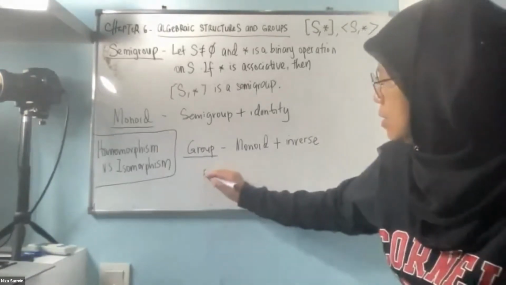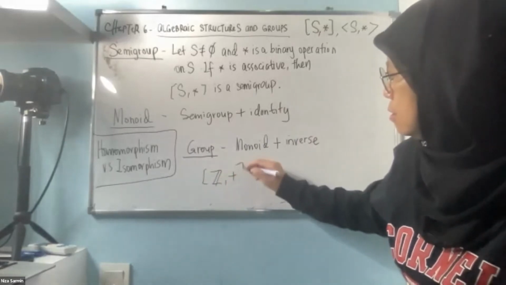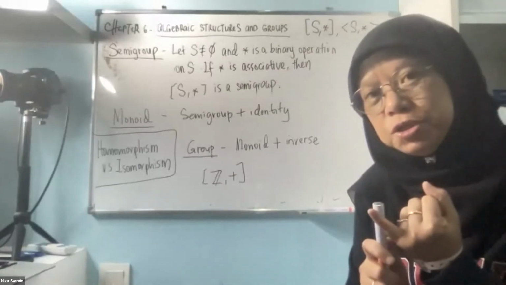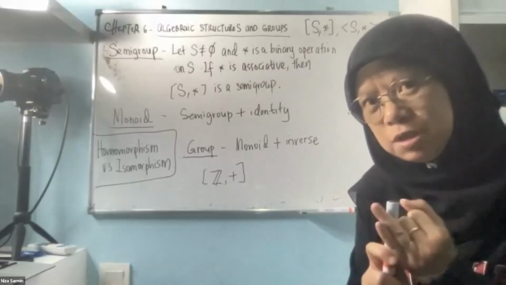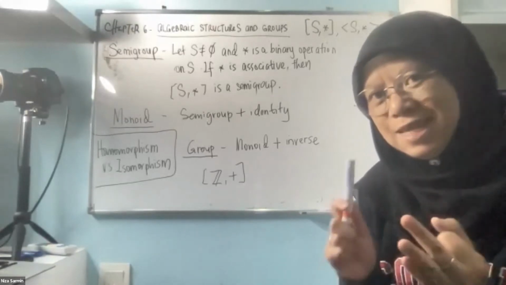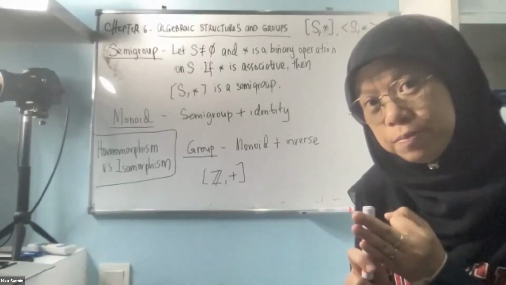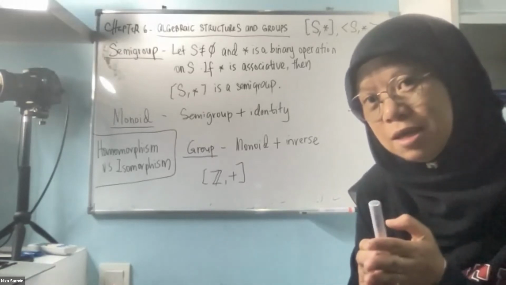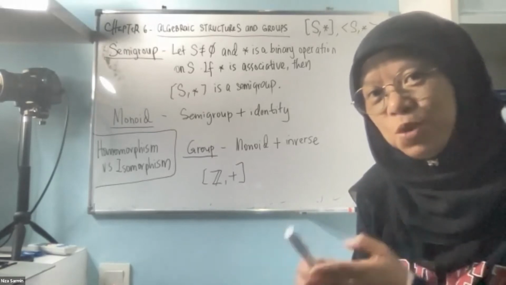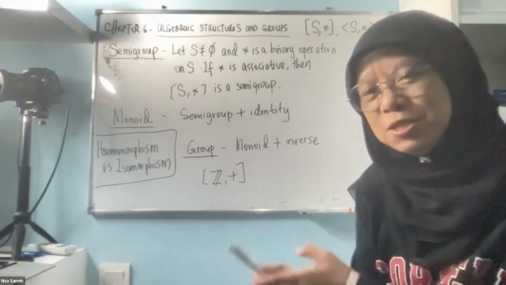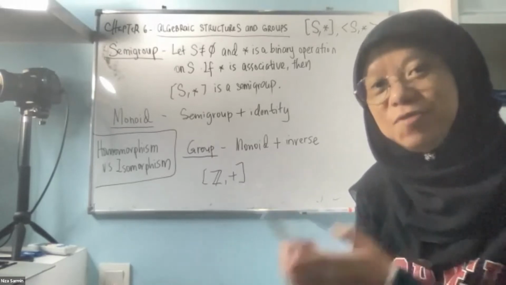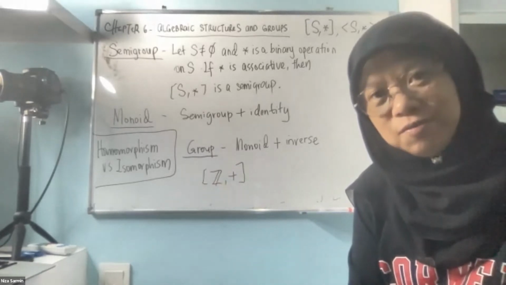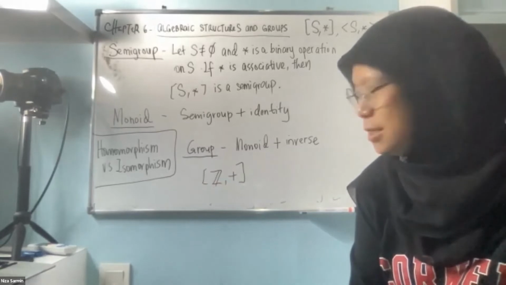So an example is still this. Because first is closed, right? Second is associative. Third, there's an identity 0. Fourth, for A, what is the inverse? A plus what is 0? A plus negative A is 0. And negative A is also an integer, right? So there is an inverse. Yes, this is a group.